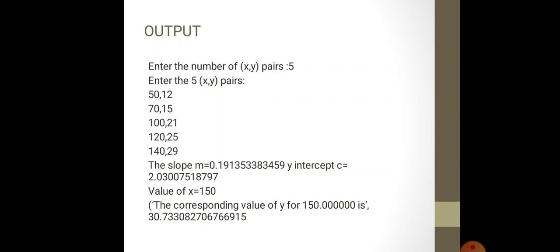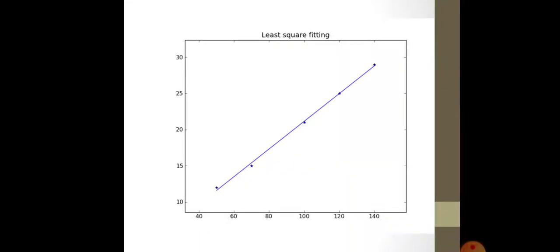0.1913533834459, and the y intercept c is equal to 2.0300751877, and the value of x equal to 150, and the corresponding value of y for 150 is 30.73082706766915. So we get the graph like this, that is a straight line. So that's all. Thank you.